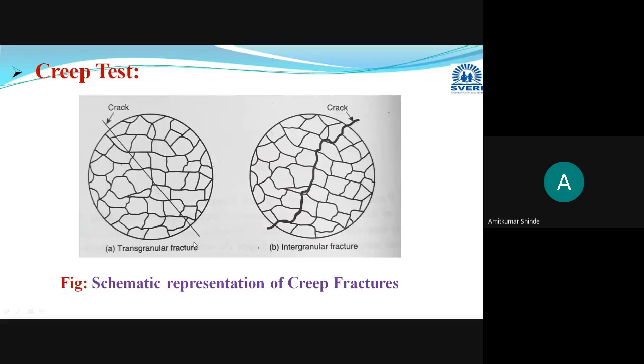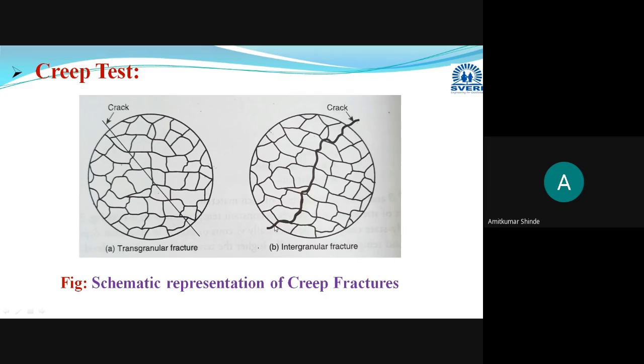Why is it termed transgranular or transcrystalline? Because the crack formed is through the grains. These are the grains, and this is the grain boundary. Whichever darker portion is visible is the grain boundary, and this white portion is the grains. Whenever a crack moves through the grains, this type of crack is termed a transgranular crack or transgranular fracture.